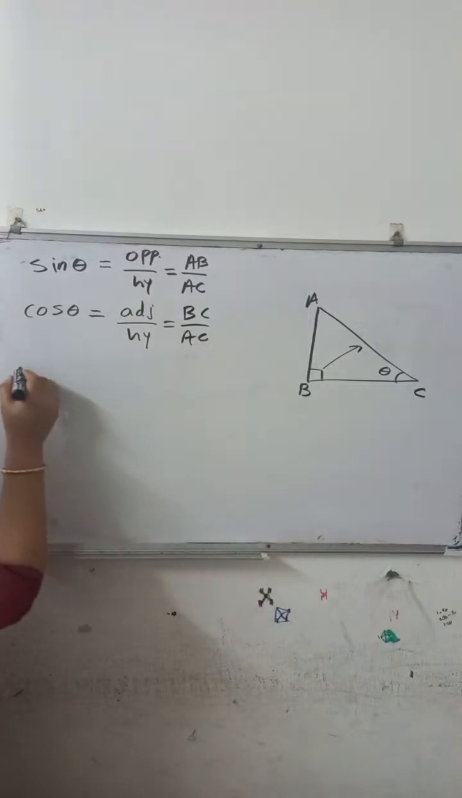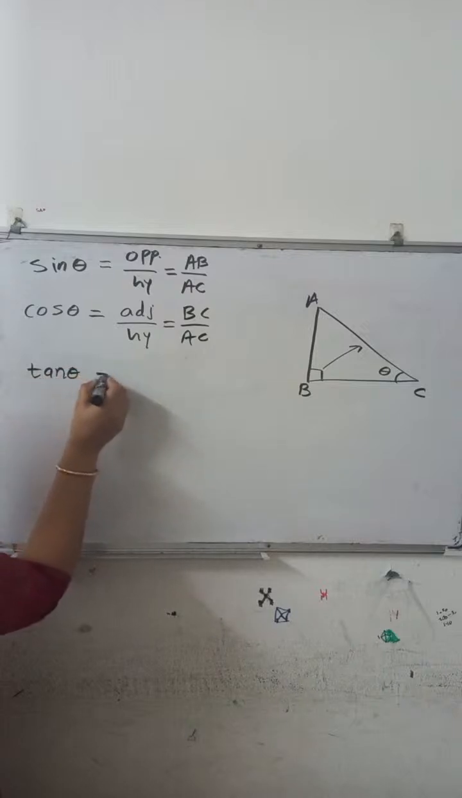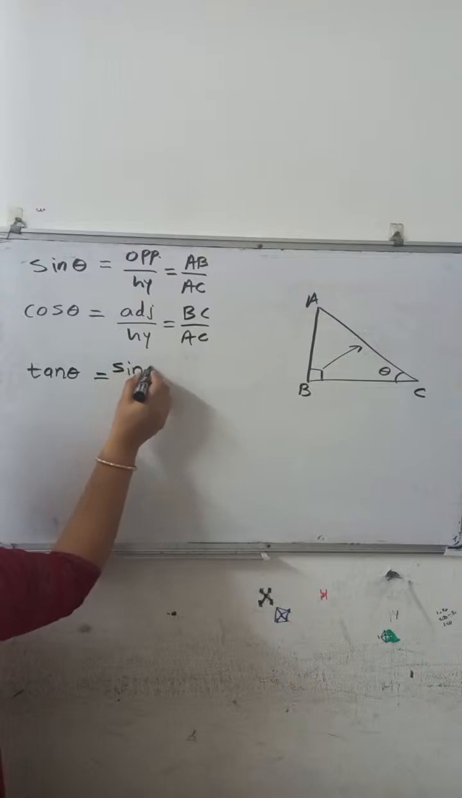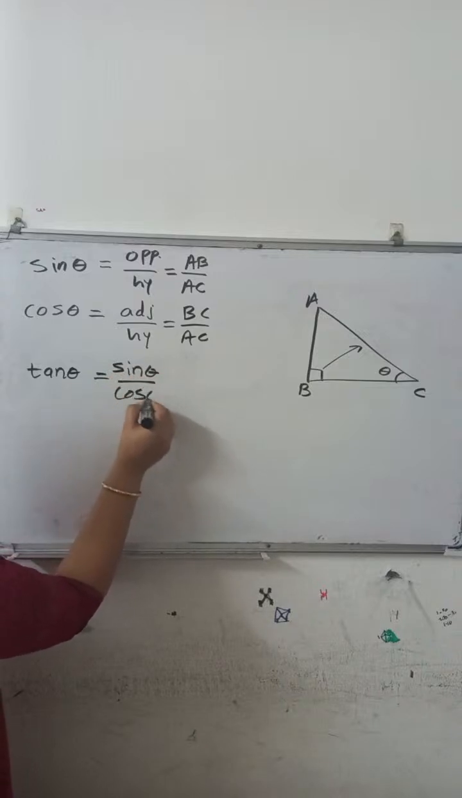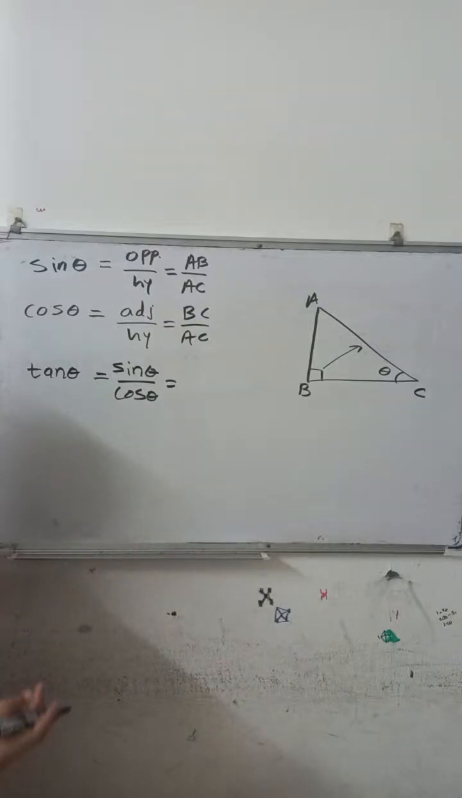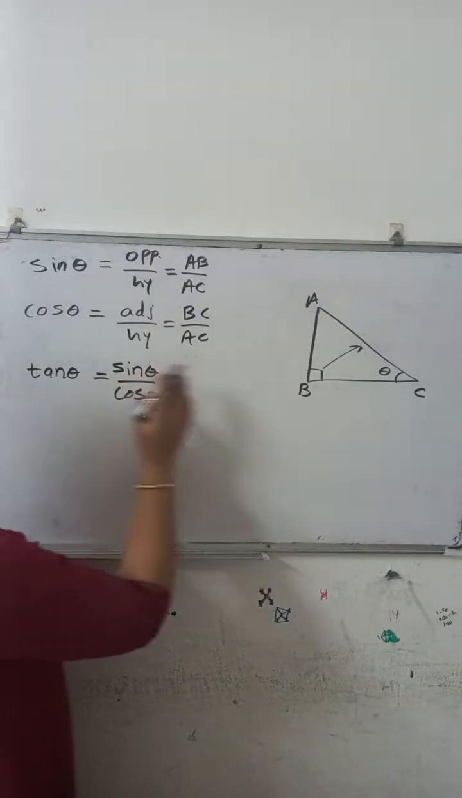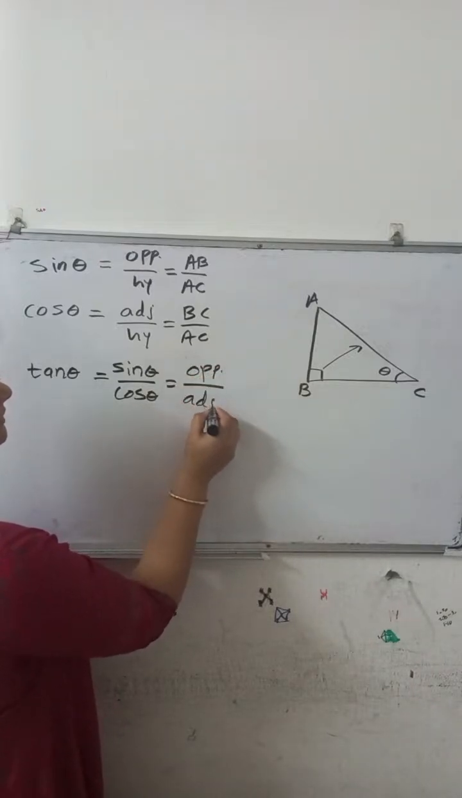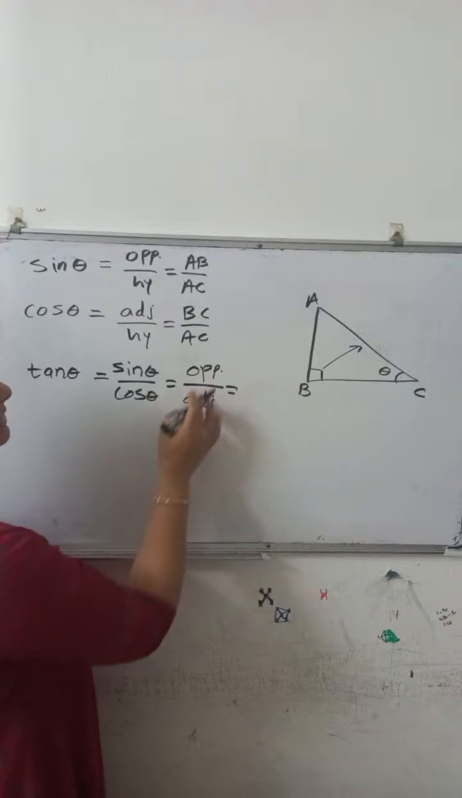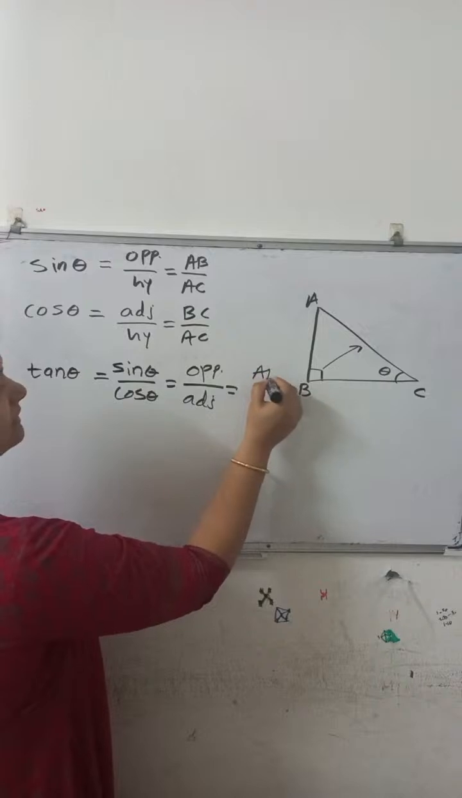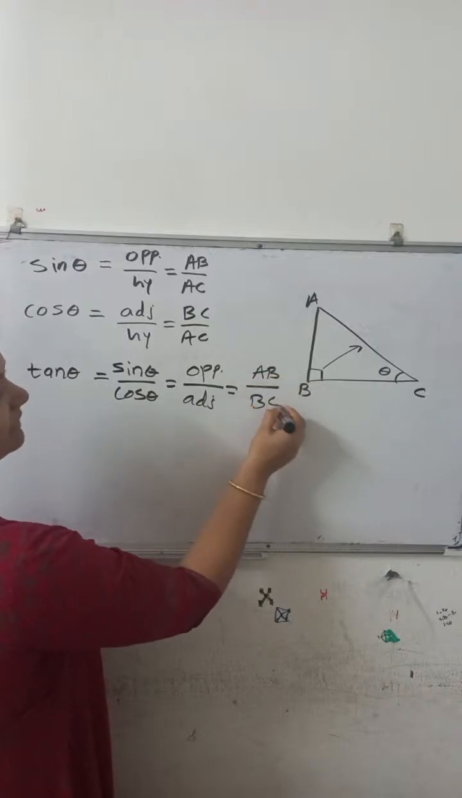Okay. Then again, if I am taking tan theta, always remember tan theta is nothing but sin theta by cos theta. If you know both the values, you can take the ratio, you will get tan theta. Or else the tan theta formula is nothing but what? Opposite side upon adjacent. Can you get it? Opposite side upon adjacent. So here opposite side is AB divided by BC.